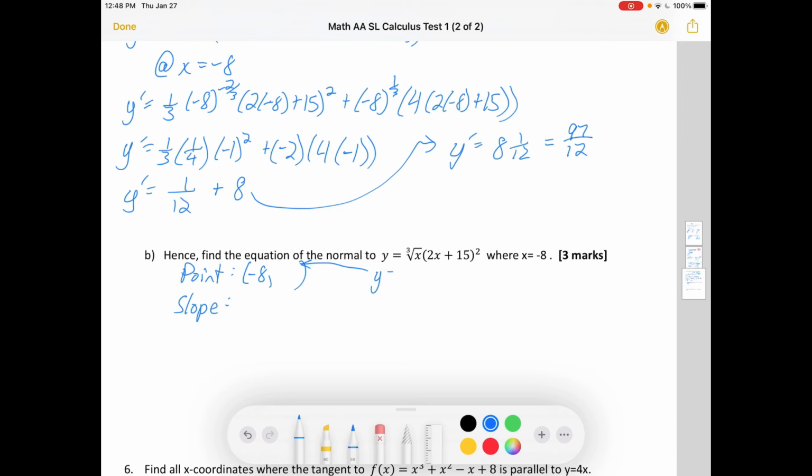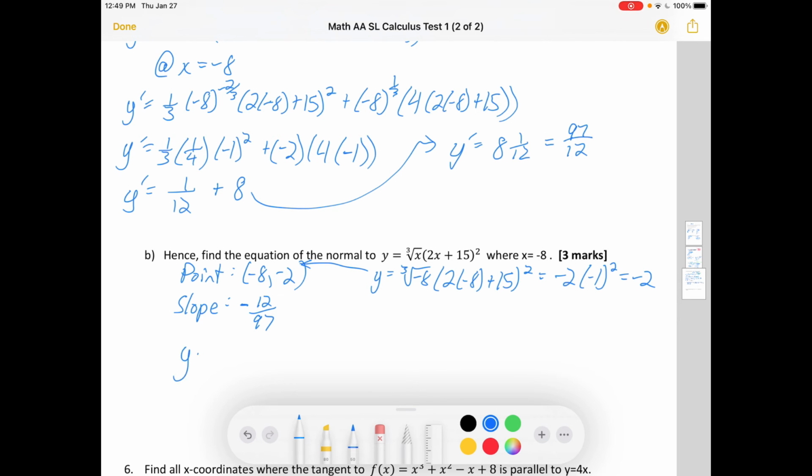And to find the y value, we'd have to go cube root of -8 times 2 times -8 plus 15 all squared. We just sub it in the original because the original says y equals. So if we want a y value, that's our jam. So -2 times -1 squared, that would be -2 times 1, or -2. Bam, that's a point. The slope is going to be the negative reciprocal of the tangent slope. So it'll be -12 over 97.